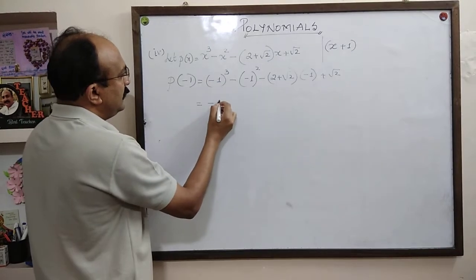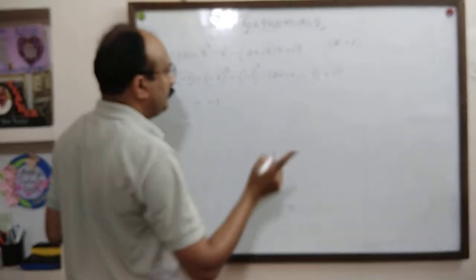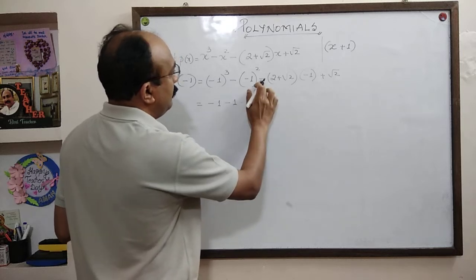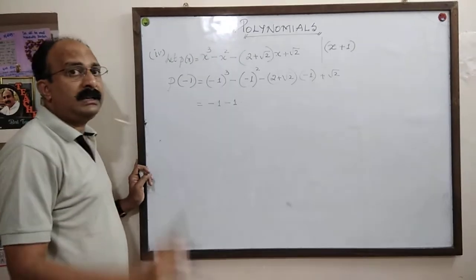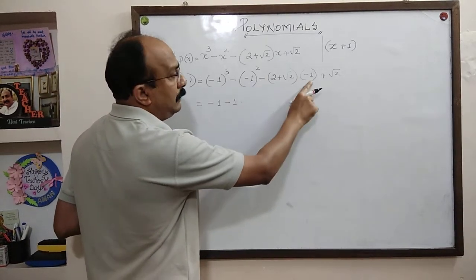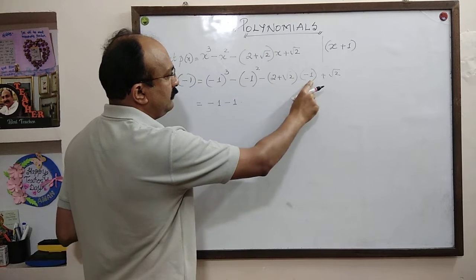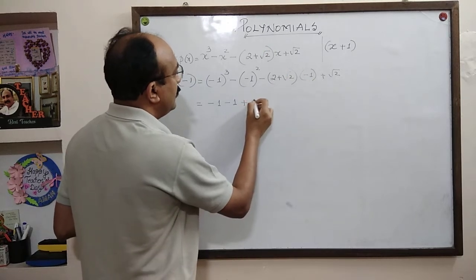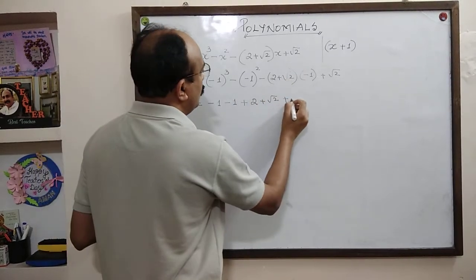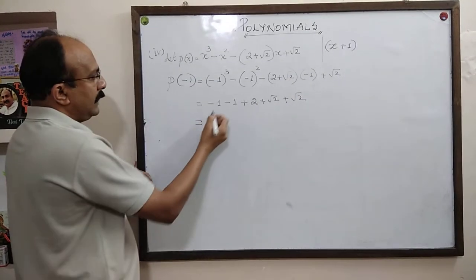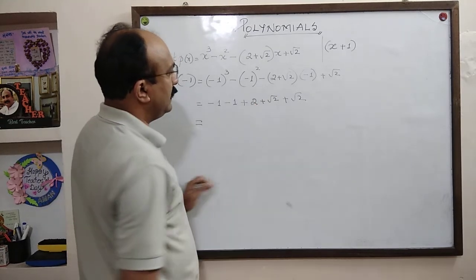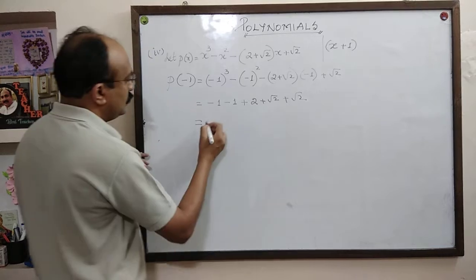Minus 1 the whole cube is minus 1. Minus 1 the whole square is plus 1. Plus 1 into minus 1. See, minus into minus 1 is plus 1. Here there is a minus and you have to multiply it by minus 1. So minus into minus 1 plus 1, so it is plus 2 plus root 2. Plus root 2. Minus 1 minus 1 minus 2. Minus 2 plus 2 cancel. But root 2 plus root 2 is 2 root 2.